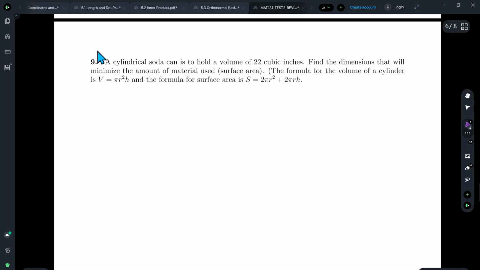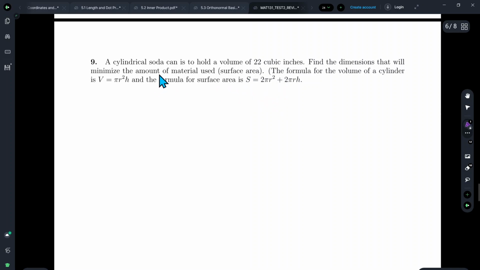Okay, so continuing to problem 9. In this problem, we have an optimization problem where we're trying to minimize some quantity. So typically in these problems, we're presented with two equations. One equation in this problem is the volume formula, and the other equation that we need is the surface area formula.